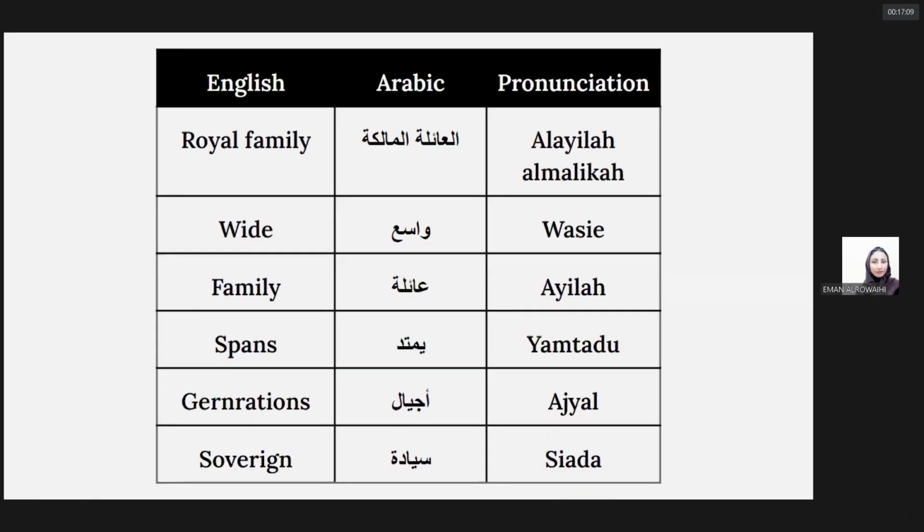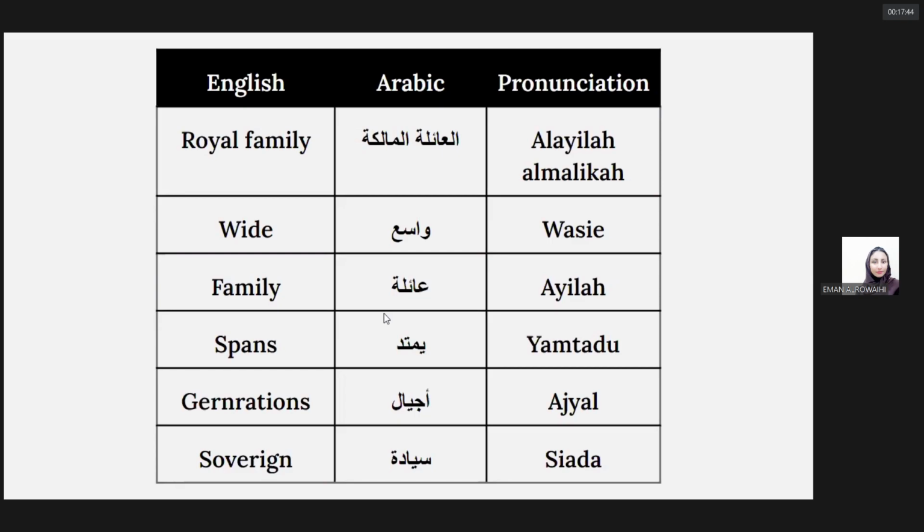Let's read the Arabic words. Actually our lesson today is mostly about reading Arabic. So I want you to pay good attention to how I pronounce the words in Arabic. طيب. Then we will start reading. If there's any difficulty with any word in Arabic, just tell me so I can repeat it again to make it clear. طيب يلا, the first word is royal family.